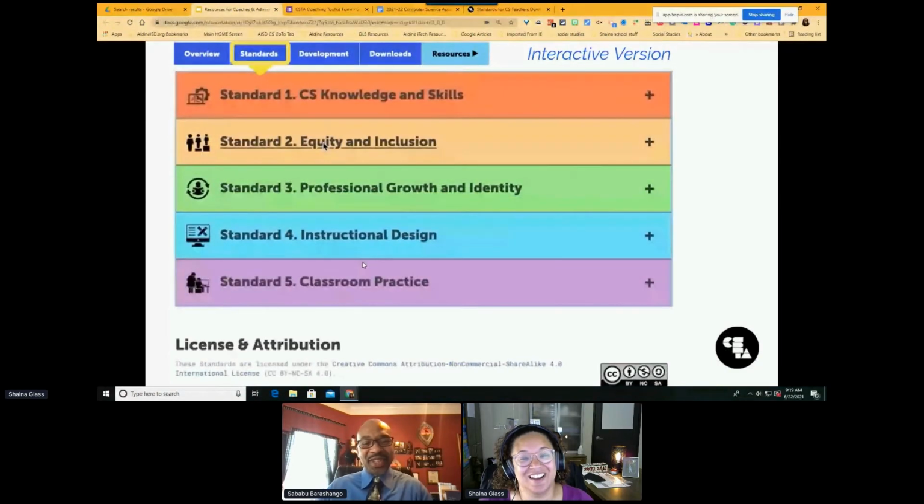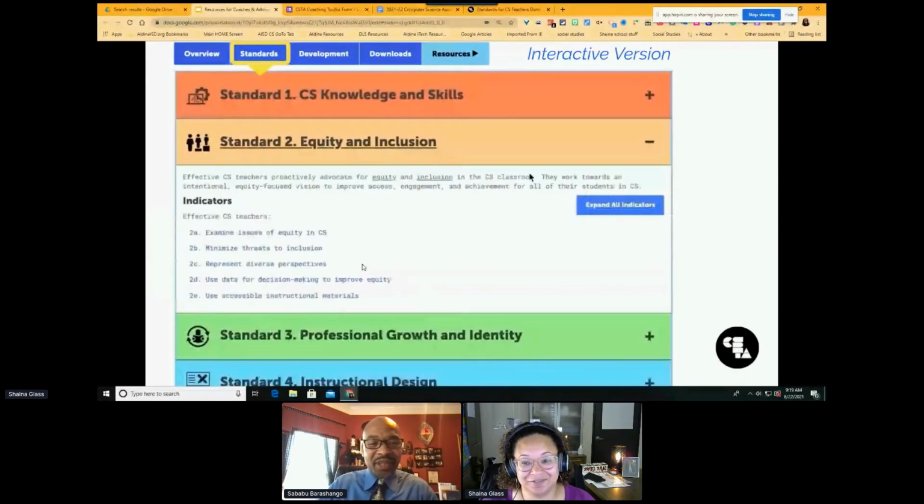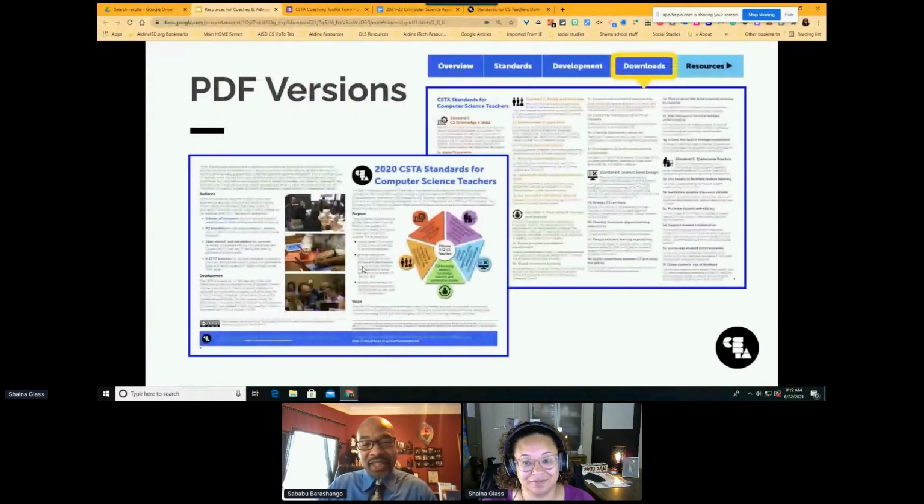The condensed version for the administrators and policymakers is a little bit more digestible, and then the other one that has the full text with greater detail will be more beneficial for your coaches and your teachers. Excellent, excellent.